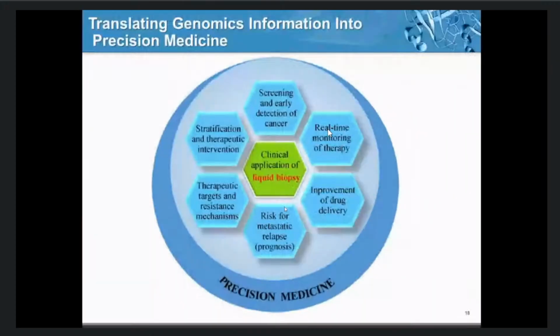If you talk about translational genomics specifically, we usually use clinical biopsy and liquid biopsy samples like blood. We help in identifying therapeutic targets, stratification and early detection with liquid biopsy samples, and we can get real-time monitoring of the therapy and improve drug delivery, so that metastasis does not become a relapse for the patient.